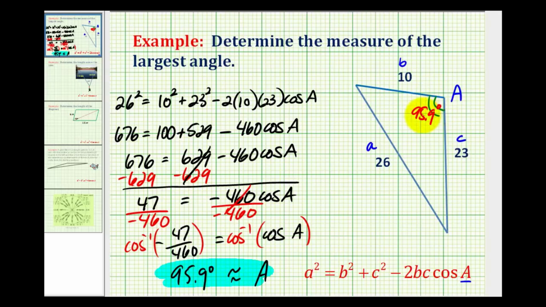Now if we need to determine the measure of the two other angles, we could use the law of sines to determine one other angle, and then since we know the sum of the interior angles of a triangle is equal to 180 degrees, we could determine the measure of the third angle by subtracting them from 180 degrees, but we have answered the question.